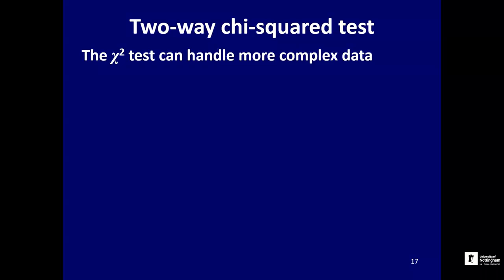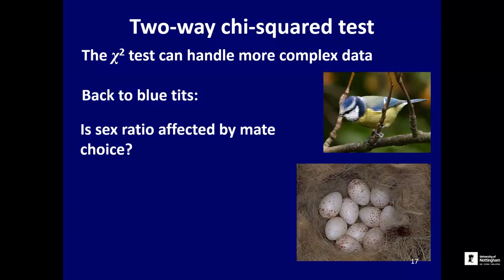But a chi-squared test can deal with more complicated situations, and so I want to look now at what we call a two-way chi-squared test, where we have two variables of interest working at the same time, and the hypothesis relates to the interaction between those two variables.